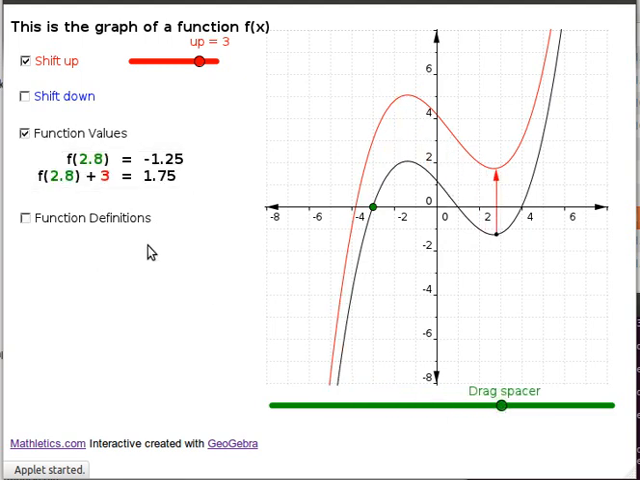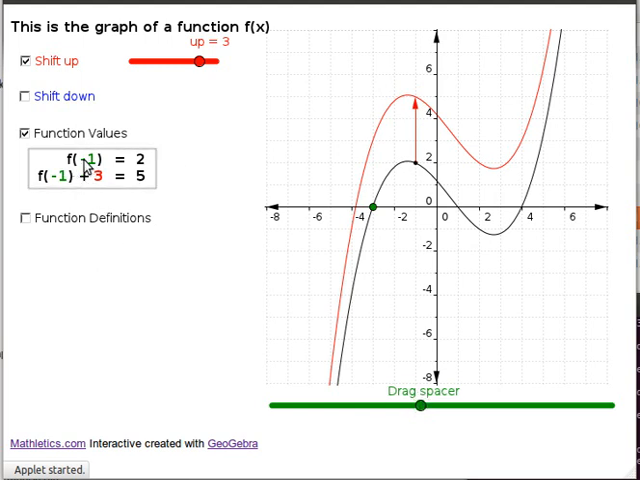So if you look at the function values, you can see that. You go back to, say, this point over here. I'm choosing it because it's a nice round number. f of minus 1, this particular one, the value is 2. So you put a point at minus 1, 2, and if you add 3 to f of minus 1, you get f of minus 1 plus 3, you get the value of 5, which is up here, minus 1, 5.